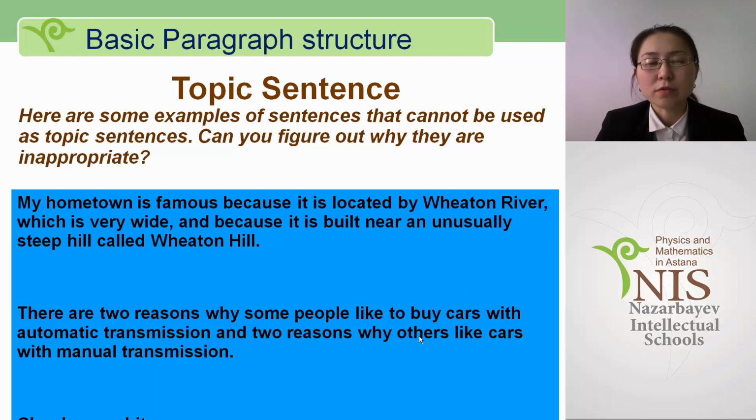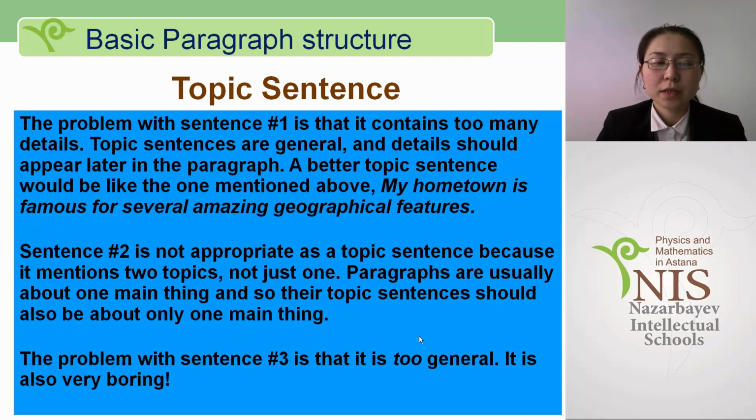Here are some examples of sentences that cannot be used as topic sentences. Can you figure out why they are inappropriate? Very good. Now let's see. The problem with the first sentence is that it contains too many details. Topic sentences are general and details should appear later in the paragraph. A better topic sentence would be like the one mentioned above: My hometown is famous for several amazing geographical features.